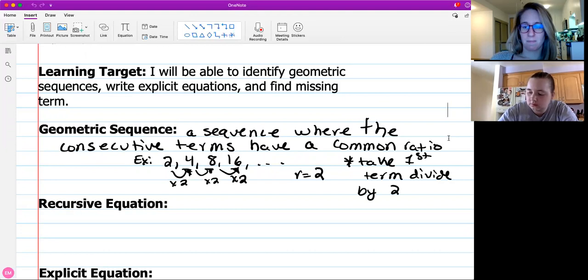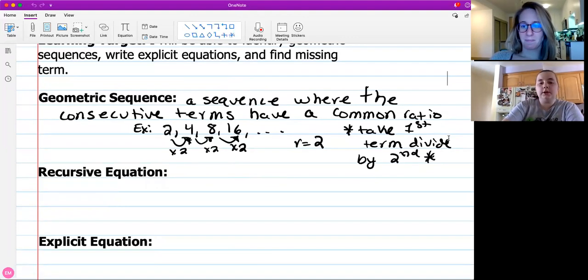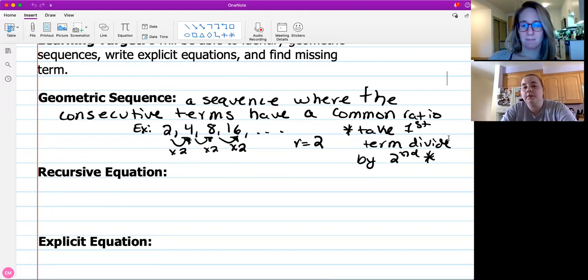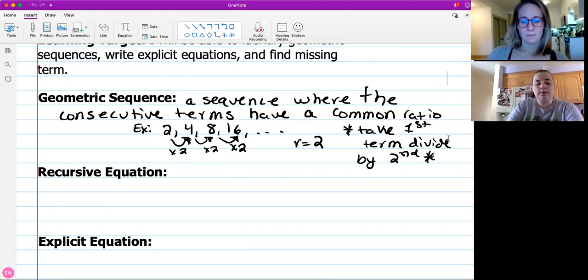All right, so again, like we talked about yesterday, the recursive equation is really only helpful if you know the previous term. Otherwise, it's going to be really annoying because you have to find every single term to get whatever term you want. So it can be kind of an annoying one. But it is nice if you have the previous term, and it's a nice equation to use.